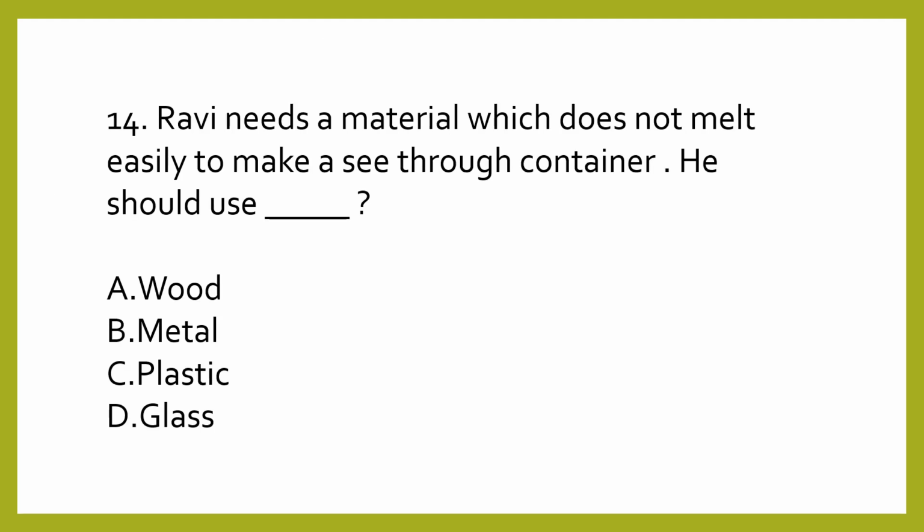Question number 14. Ravi needs a material which does not melt easily to make a see-through container. He should use dash. Option A wood, B metal, C plastic, D glass. He cannot see through wood and metal. Plastic can melt very easily. So answer is option D, glass.